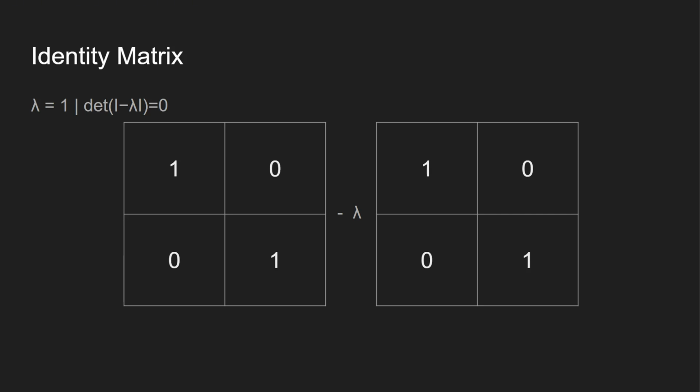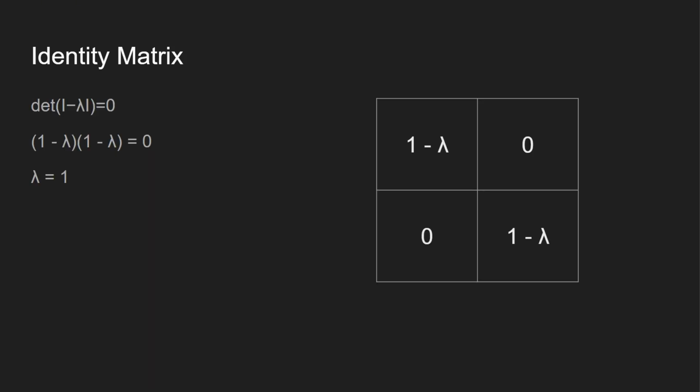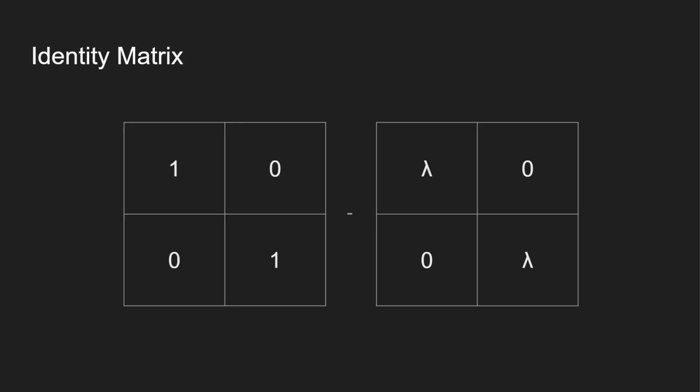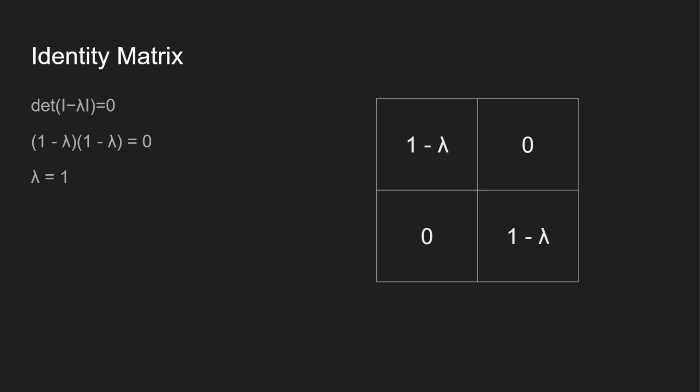Identity matrix, eigenvalue, identity matrix. Then I just multiplied the eigenvalue over here, and then we subtract it, right? We have 1 minus the eigenvalue. Others are 0, 1 minus the eigenvalue. And that's how we get this value over here.